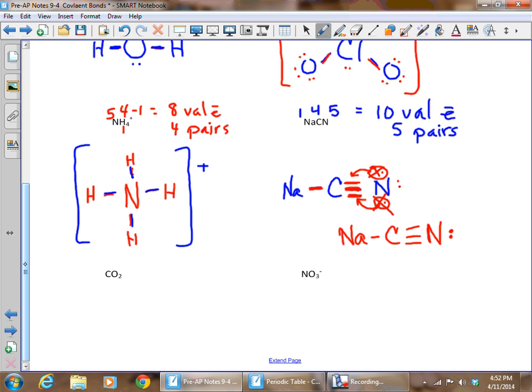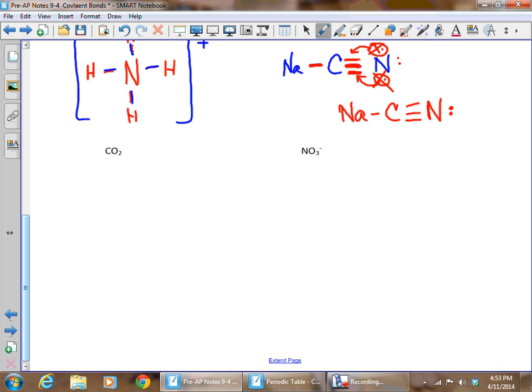So let's look at the next one, see what happens in the next one. CO2: carbon has 4 valence electrons, each oxygen has 6, but there are 2 of them, so that gives us 12 valence electrons total for oxygen. It gives us 16 valence electrons total for the compound, or 8 pairs.